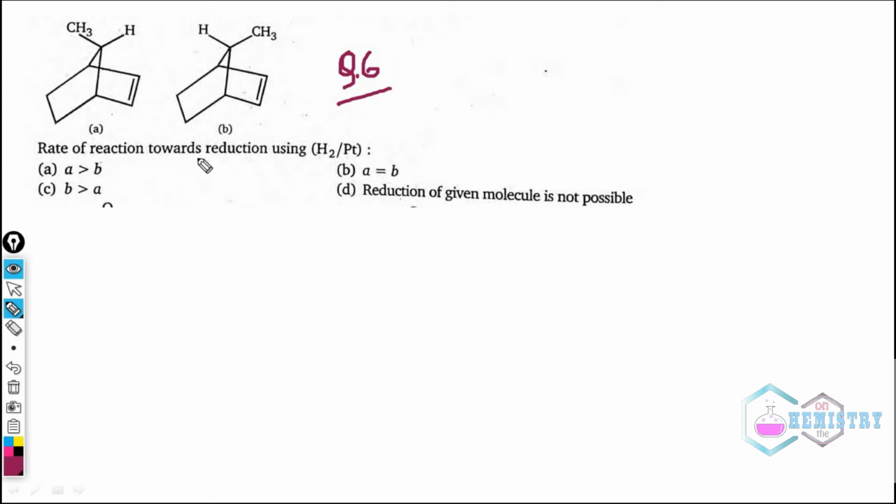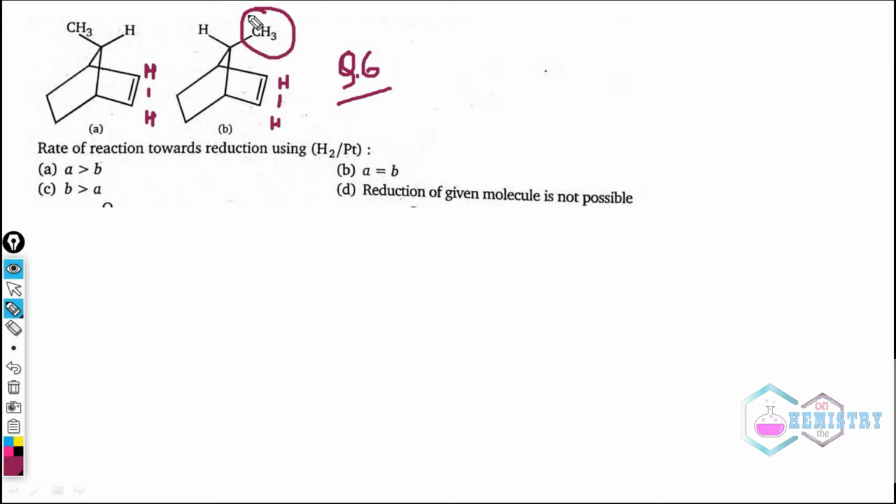It is asked which of these compounds will react with H2/Pt more efficiently, or for which compound the rate of reaction will be higher. It is very clear that there is a steric interaction. As the double bond falls on this side, the hydrogen obviously will come from this side in both cases.